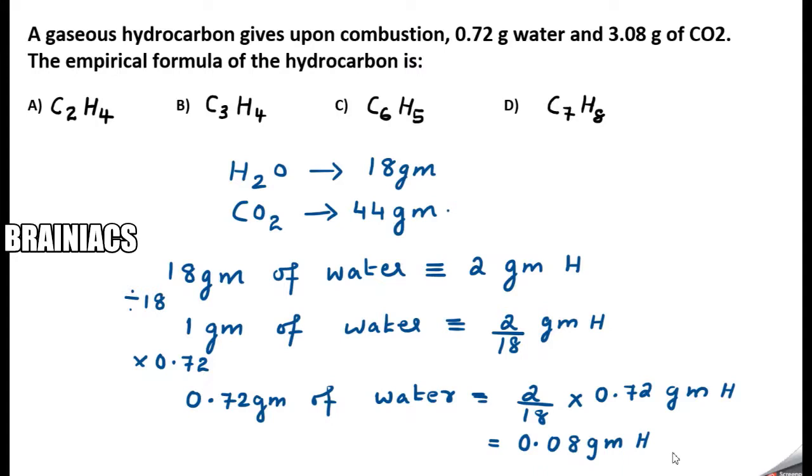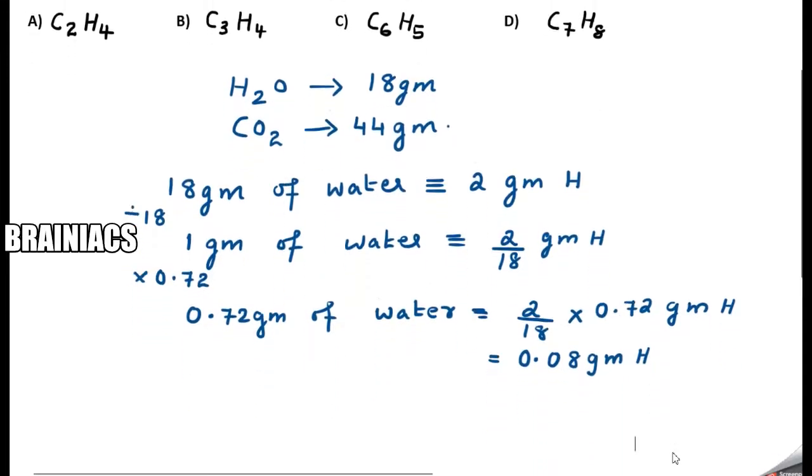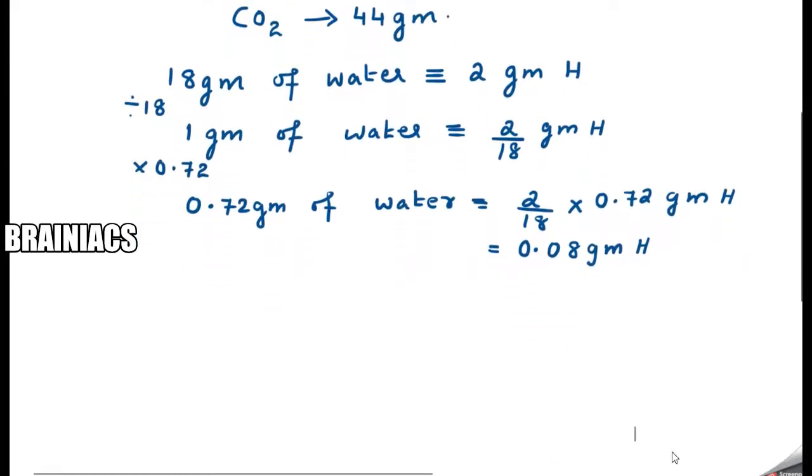Why I am doing this? If I get the mass of the hydrogen, corresponding to that I can find out the number of moles, correct? Similarly, if I find out the number of moles of carbon, that ratio will give me the simplest formula between carbon and hydrogen. That will be my empirical formula. So that is the reason why I am doing this. Now similarly we will do it with the carbon dioxide.